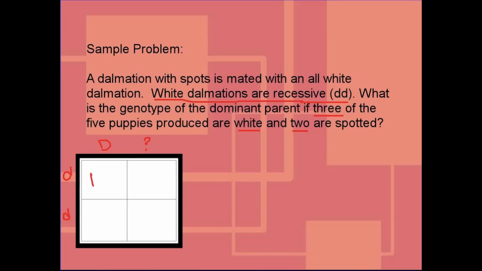So if we produce the Punnett Square for this, in order to get white offspring, what does this allele need to be? If we think about it, it needs to be a little d. Therefore, the unknown parent's genotype would be heterozygous dominant.